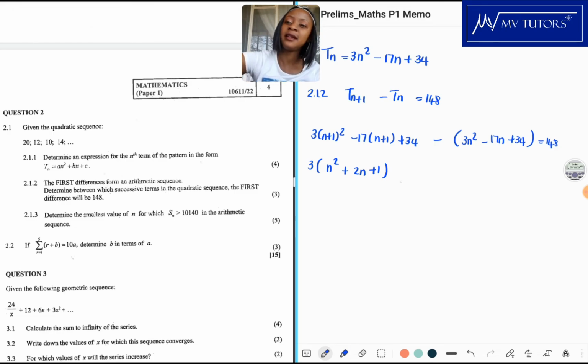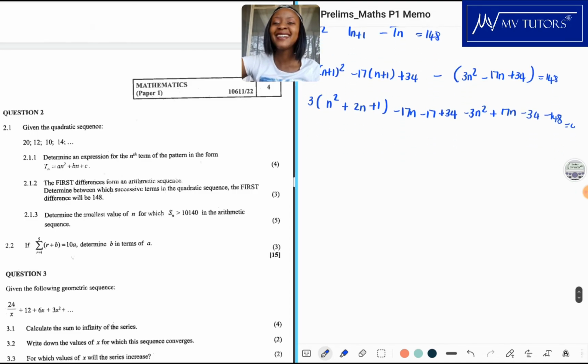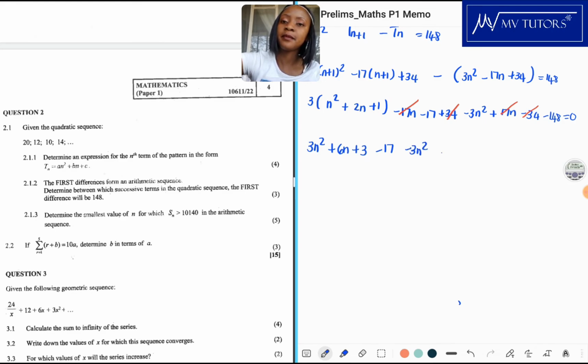So 3 times n squared plus 2n plus 1, then I have minus 17n minus 17 plus 34 minus 3n squared plus 17n minus 34 minus 148 is equal to 0. I can already see, let me just remove what I can: minus 17 plus 17, 34 minus 34. Makes life a bit easy. We're cleaning up a bit. So I have 3n squared plus 6n plus 3 minus 17 minus 3n squared minus 148.